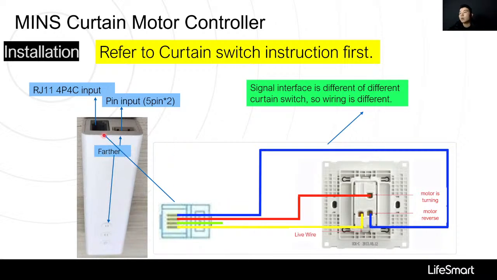Here, we have the input interface. The input interface is connected with the curtain switch. Different curtain switches have different signal interfaces, so the wiring is different. When you are connecting it, please refer to your curtain switch instruction first.